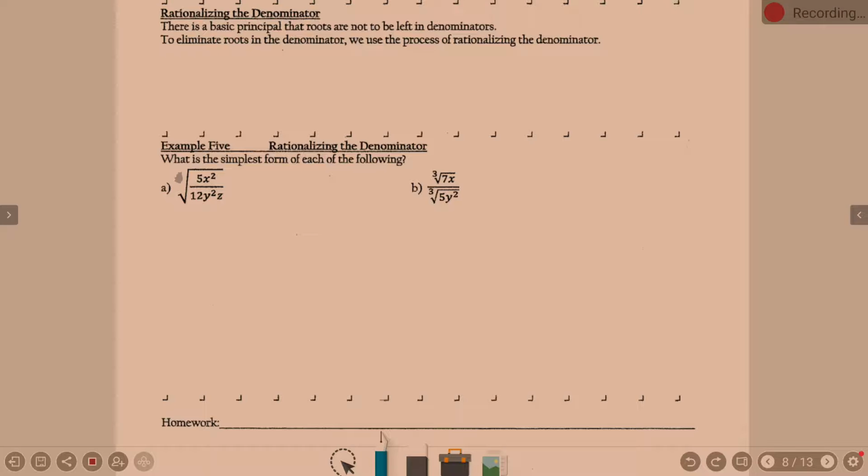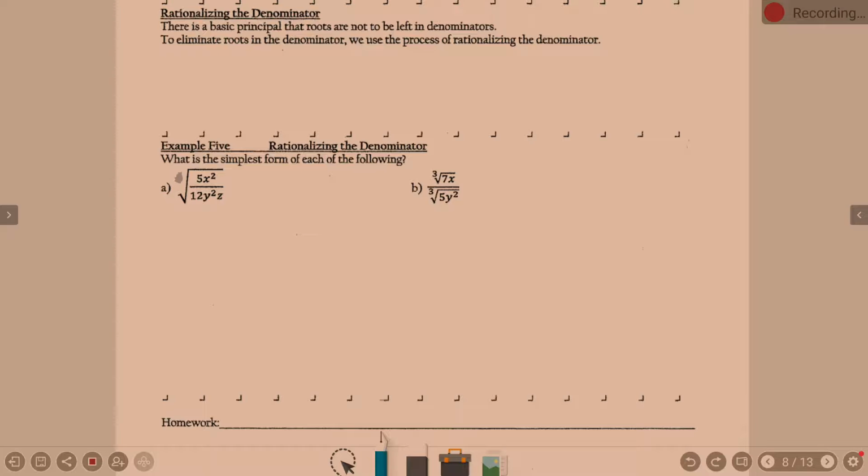No. So this is where we're going to talk about something called rationalizing the denominator. And you've seen rationalize the denominator before. That would have happened back in Algebra 1, I'm pretty sure. But the idea is when you work with radicals, so square roots, cube roots, all those little root signs, there's a basic principle that roots are not to be left in denominators. So you can't have a square root or a cube root or whatever in the denominator.